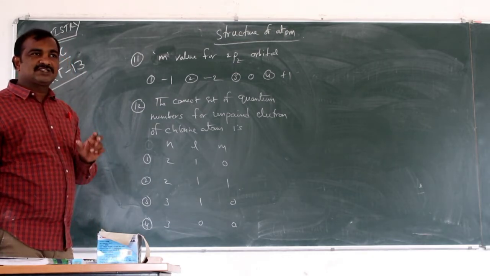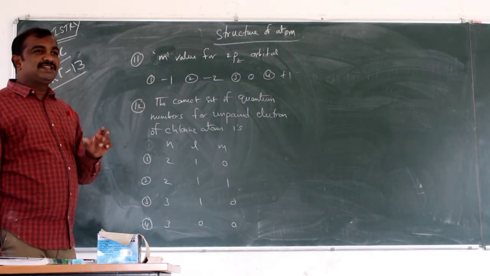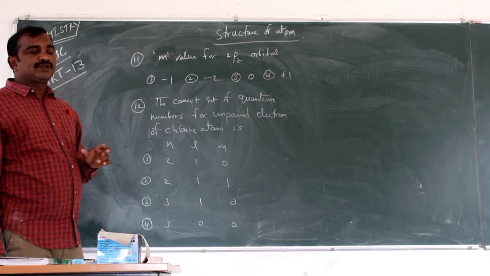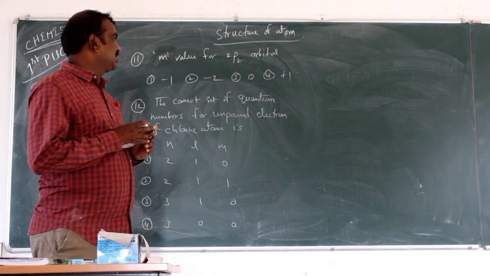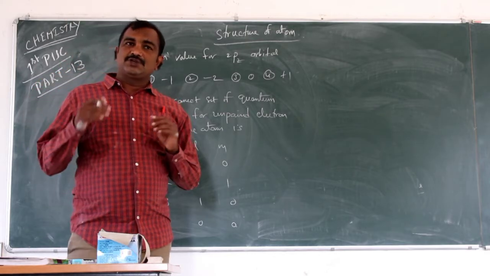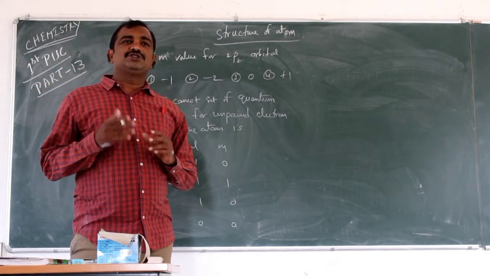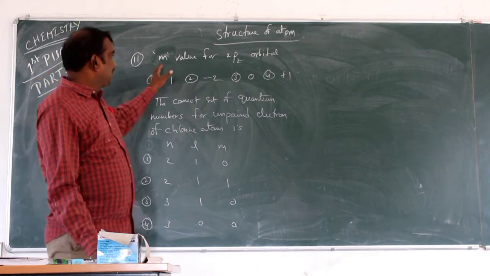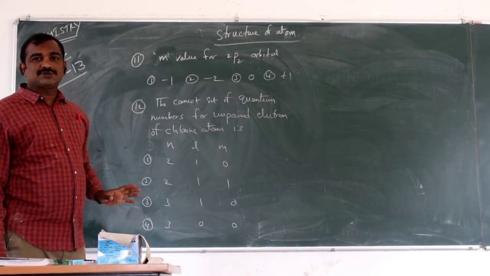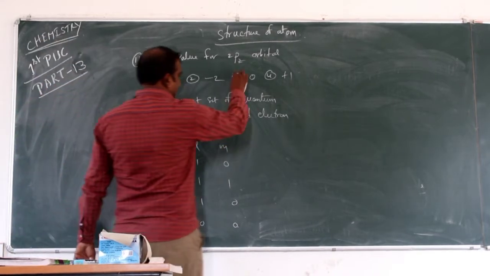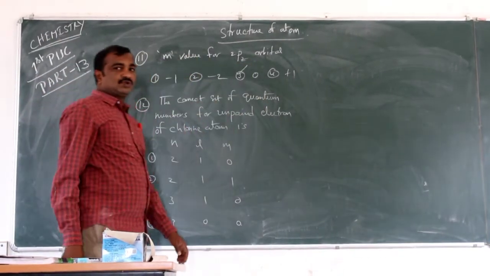Here we have to understand that for pz orbitals, 2pz, 3pz, 4pz, zero orientations are there. So the m value for a 2pz orbital is zero. Which option is correct there? The third option is correct.